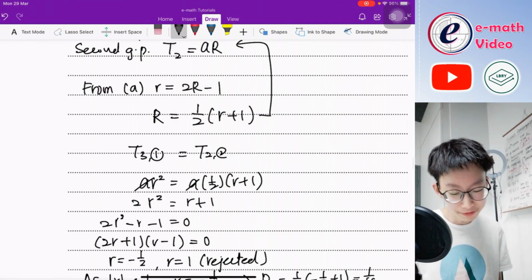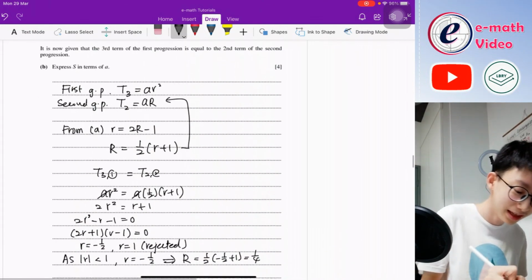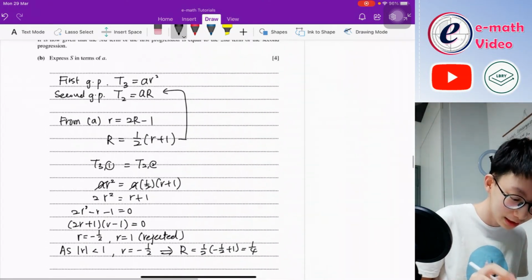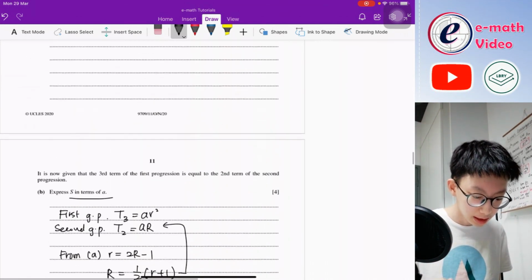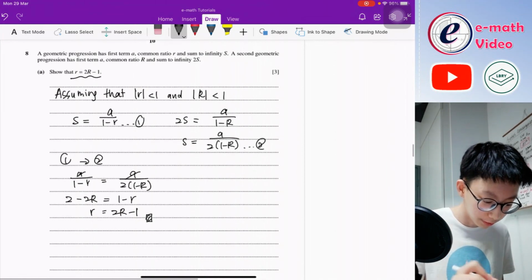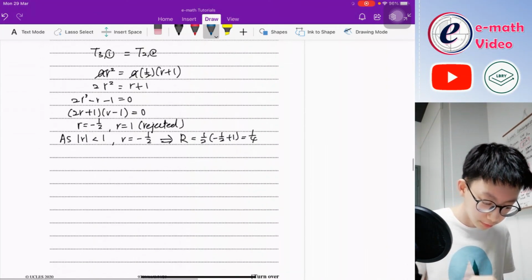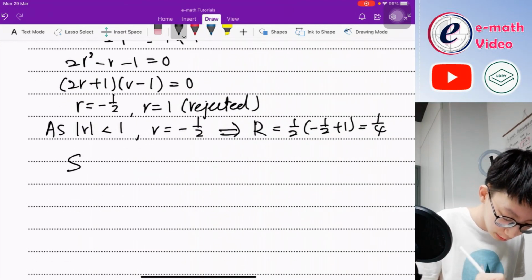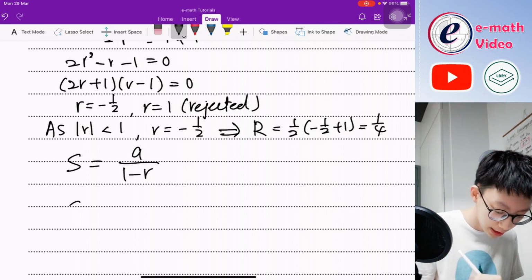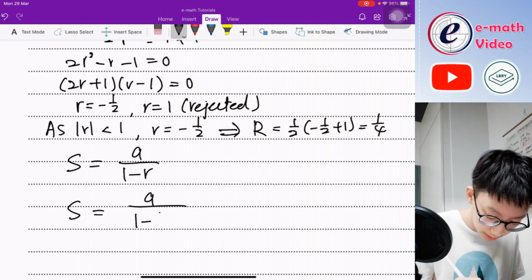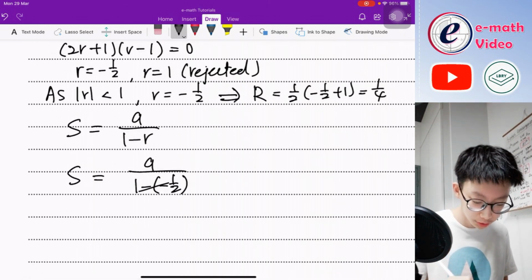Oops. Actually we don't need big R. We already have small r, and because we want S in terms of A, just go ahead and sub it back into our S formula. Okay, so the S formula with small r is S equals A over 1 minus r. Now you know that your r is negative half. So S equals A over 1 minus negative half, so this is A over 3 over 2.